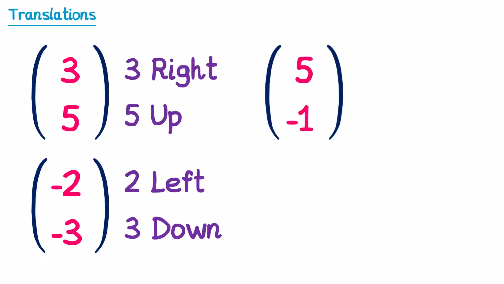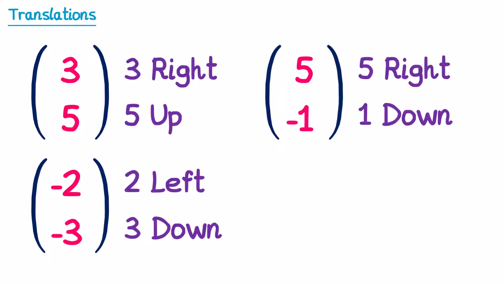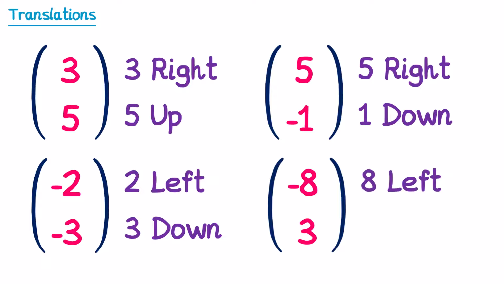And this vector here? Well, the top number's positive, so this means to the right, so 5 right, but the bottom number's negative, so this means 1 down. And for this vector here, the top number is negative, so this is 8 to the left, and the bottom number is positive, so 3 up.